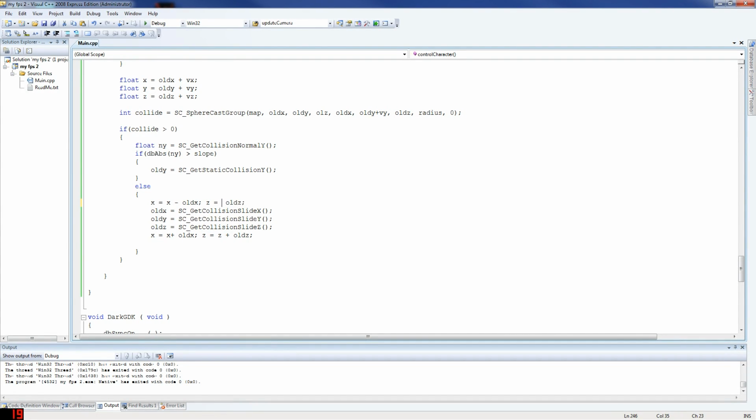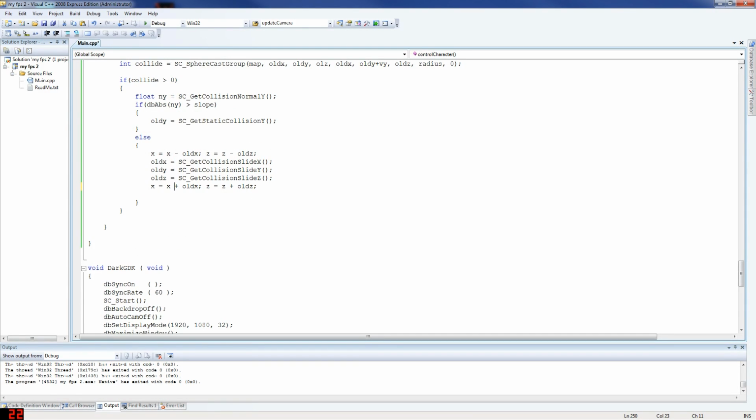Made a mistake here, guys. Z equals Z minus hold Z is what it is. So X minus hold X, and then you go Z equals Z minus hold Z, and then you go down here, X equals X plus hold X. Yep, this seems right to me. If it's not, we'll find out. But we go if NY, if the NY is greater than slope, ground equals 1.